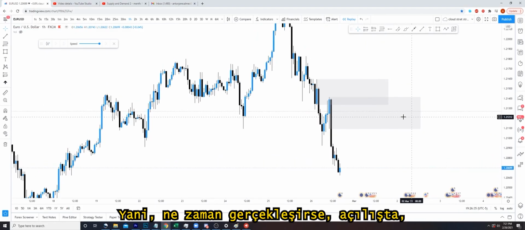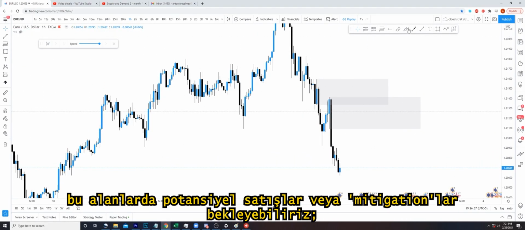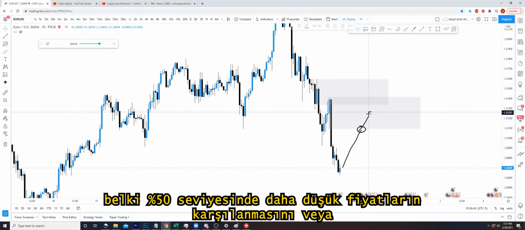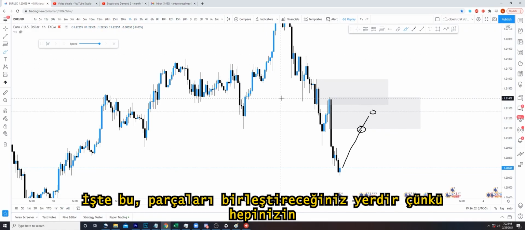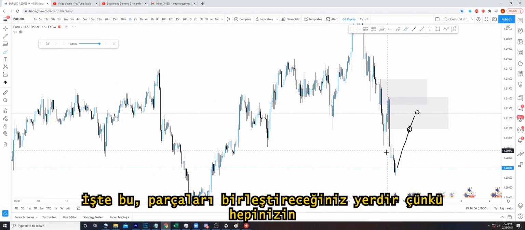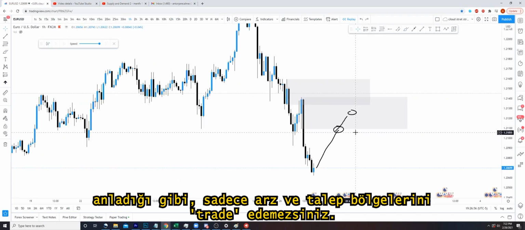So, on open of whenever this happens, we can potentially expect sells or mitigations at these areas here, maybe at 50%, to see either lower prices be met or to see mini mitigation before bullish structures are put into play based on what we see of higher time frame structure. So that is when you're going to put your stuff together, because as you all understand, you cannot just solely trade supply and demand zones.